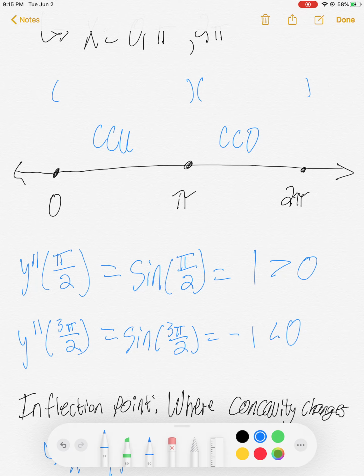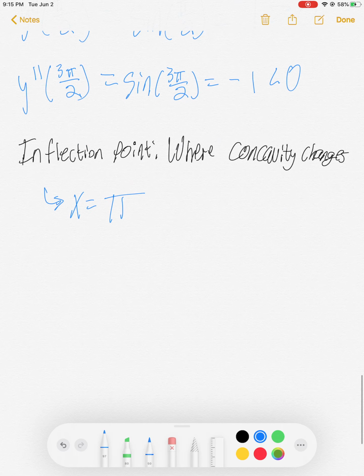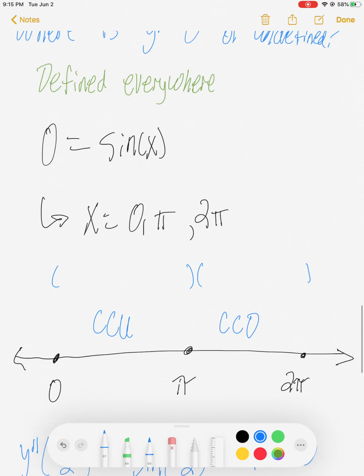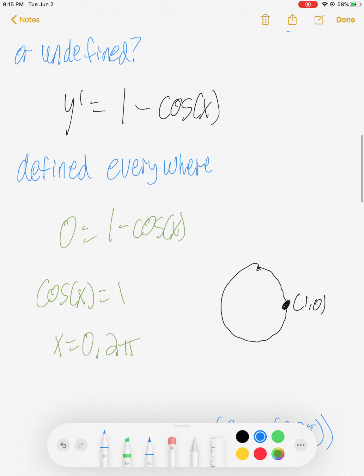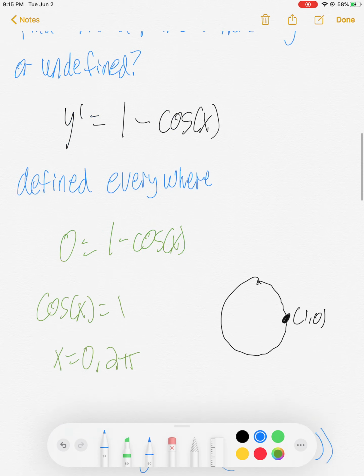So at x equals pi, we will have an inflection point. Now, I should note, if we got concave up and again concave up, then pi would not be an inflection point. Okay, the concavity must change. That's an important thing to highlight. In this case, x equals pi. So let me emphasize where concavity changes, not just where the second derivative is 0.